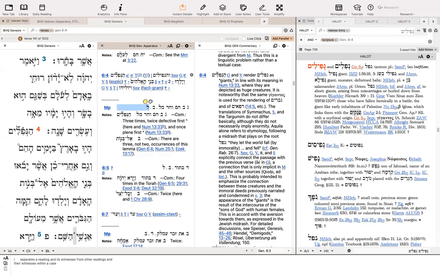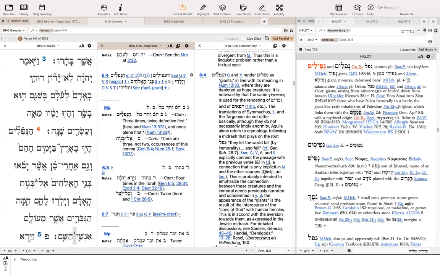Then we have this little pipe here, which separates witnesses and their various readings. And here we have a different reading. Here we've added a conjunction on the beginning, and we've also added the extra yod here in the word Nephilim. And it tells us that this is this way in the Samaritan Pentateuch. We add a conjunction, and it is found in the Samaritan Pentateuch, but it also tells us that it is in some of the Septuagint as well.